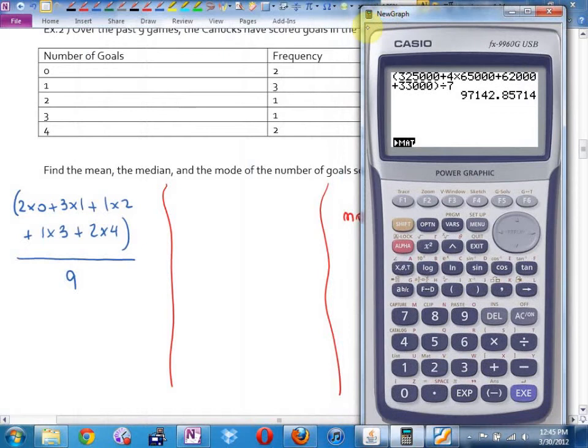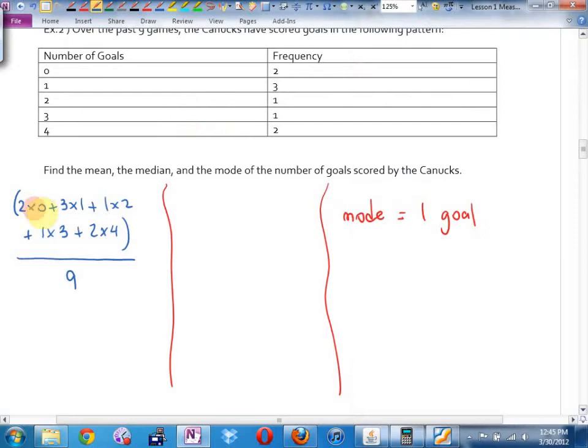Okay, gotcha. Bracket. 2 times 0, I probably didn't need to type that, but I will, plus 3 times 1 plus 1 times 2 plus 1 times 3 plus 2 times 4 divided by 9. Do you get 1.77777? Or am I wrong? By the way, could you have actually gone 0 times 2 plus 1 times 3 plus 2 times 1, 5. You can probably do some of this in your head. Anyways, the mean equals 1.78 goals.